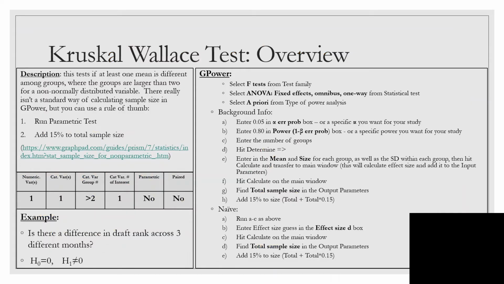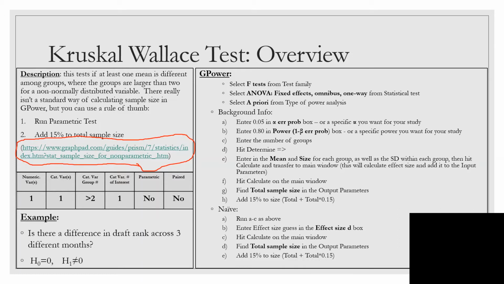Next, we have the Kruskal-Wallis test, which can be thought of as the non-parametric parallel to the one-way ANOVA. Now, in G-Power, there isn't a standard way of calculating sample size for this Kruskal-Wallis test. So I'm going to use the rule of thumb found at this post here, which is to run the parametric test, so ANOVA, and then add 15% to the total sample size. Because non-parametric is weaker, we're going to need more samples to detect a true effect.